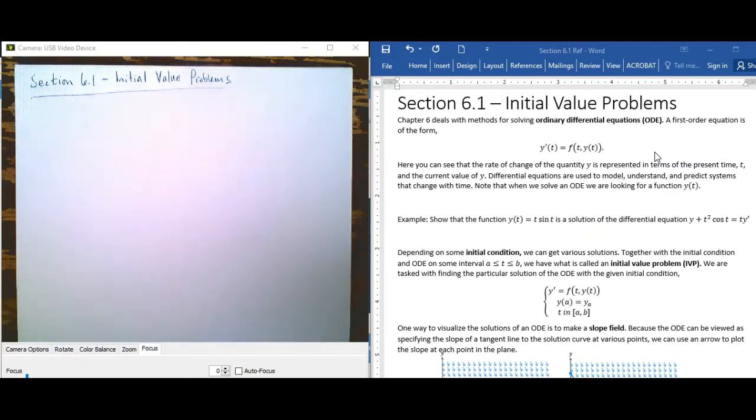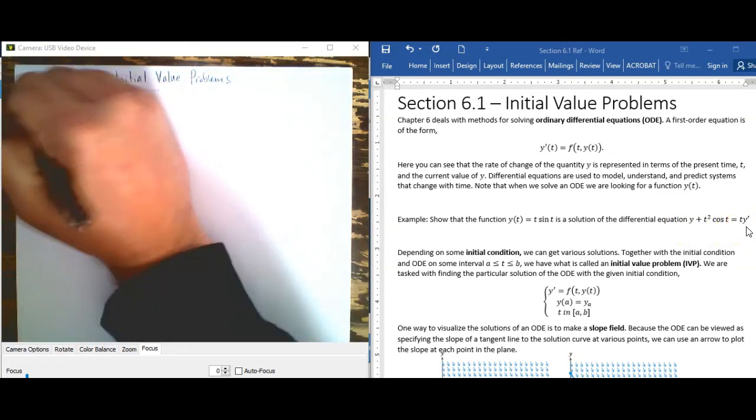Differential equations are used in modeling various situations involving rates and how things change over time. So the solution to a differential equation is some function y of t, right? When we solve a differential equation, we're looking for the function that is described by the rate. As an example, we want to show that the function y of t equals t sine t is a solution to this differential equation right here.